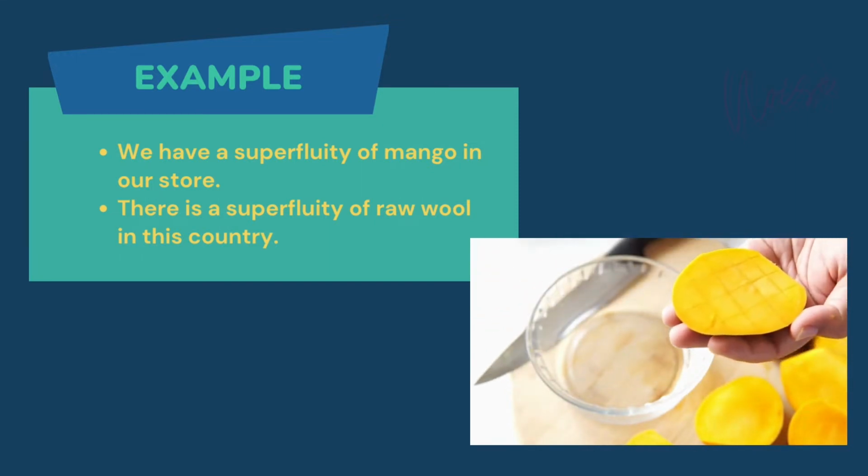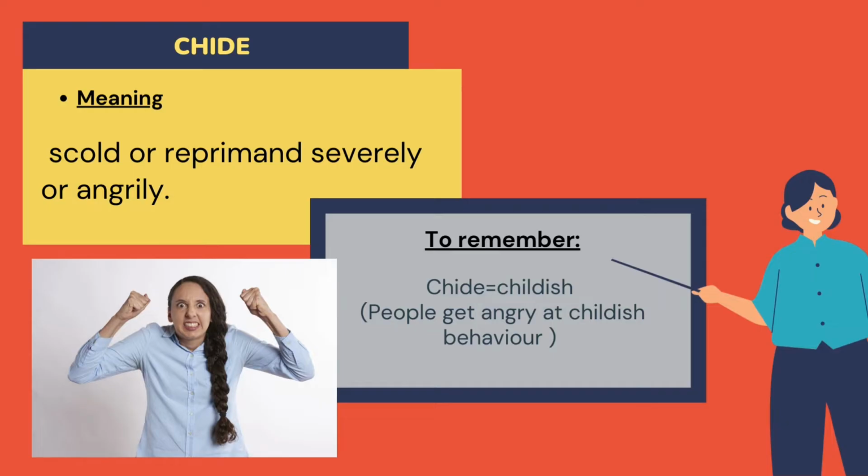The next word is chide. Chide basically means to scold or reprimand severely or angrily. To scold anybody, to chastise or rebuke anybody or admonish anybody angrily is known as chide. To memorize this, you can make a hint: childish. People get angry at childish behavior. When you behave childish, they scold you, they rebuke you, they chide you.